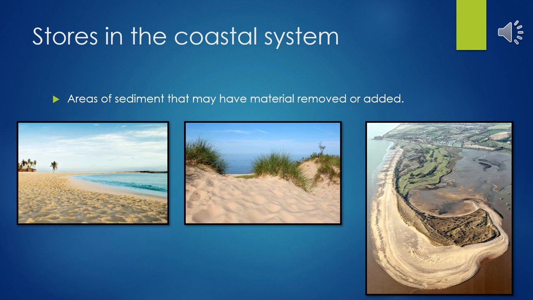If you're wondering what the hell is a bar or a tombolo, a bar is where a spit joins onto another piece of land. A tombolo is where a spit joins onto an island.